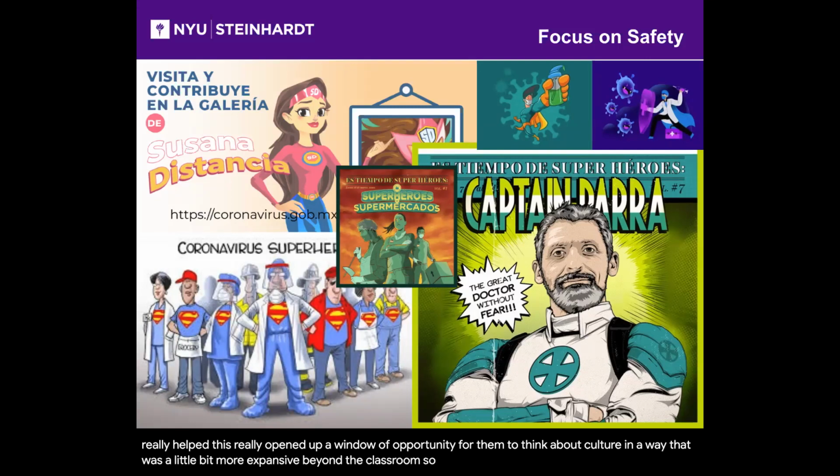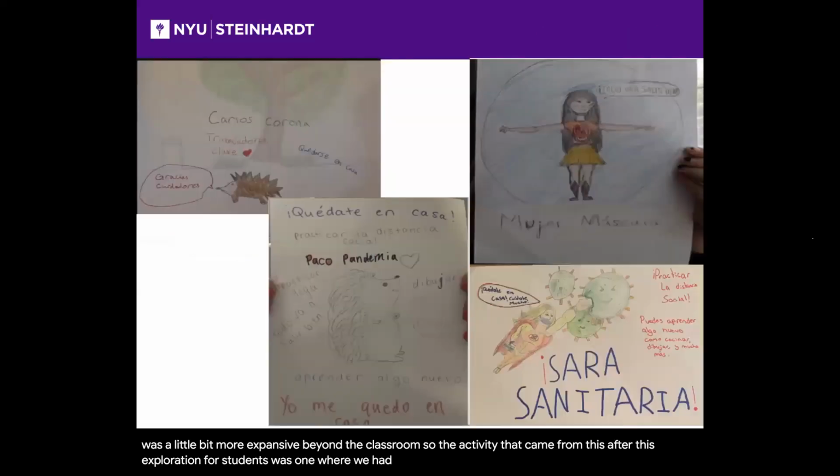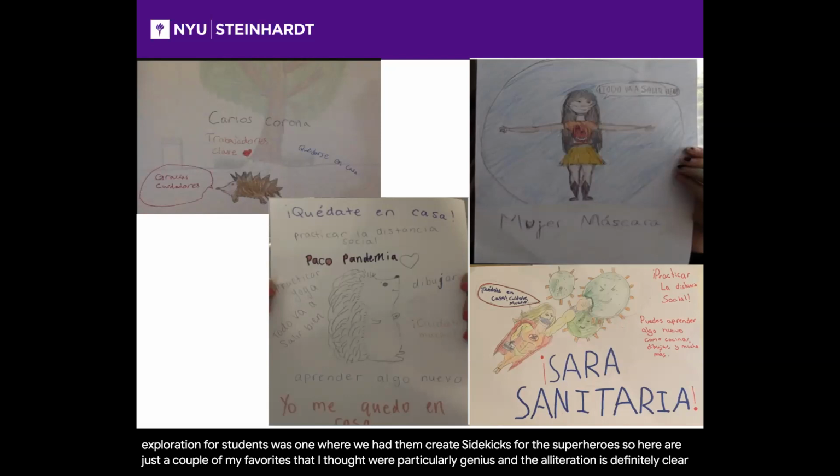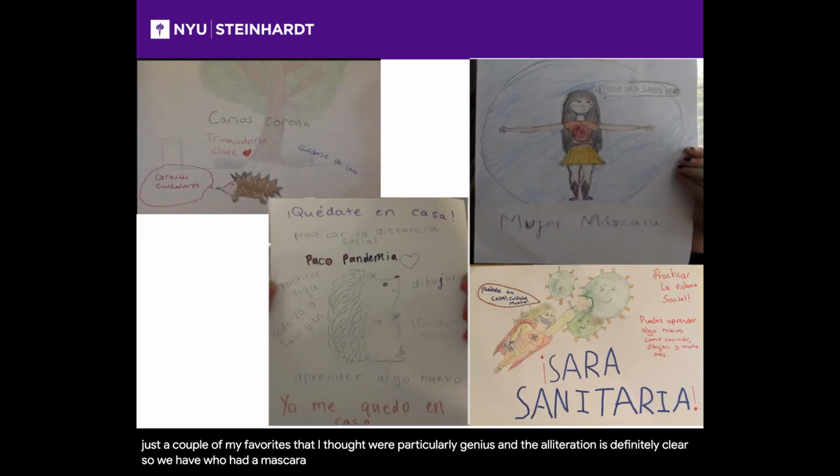So the activity that came from this exploration for students was one where we had them create sidekicks for the superheroes. So here are just a couple of my favorites that I thought were particularly genius, and the alliteration is definitely clear. So we have Mujer Máscara, Todo va a salir bien.